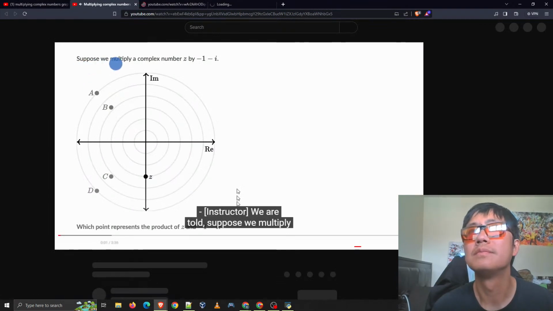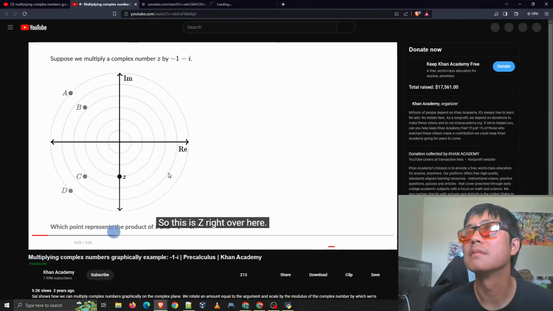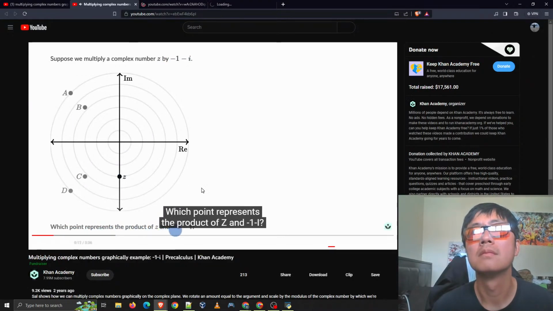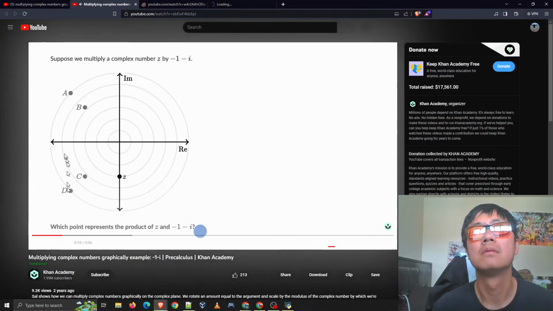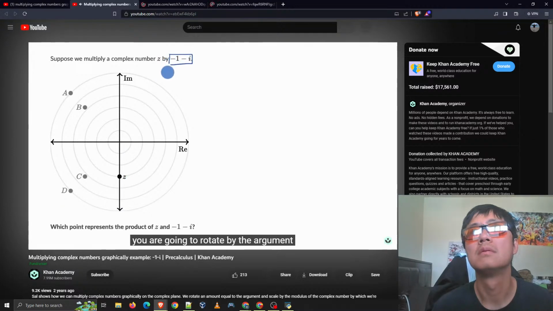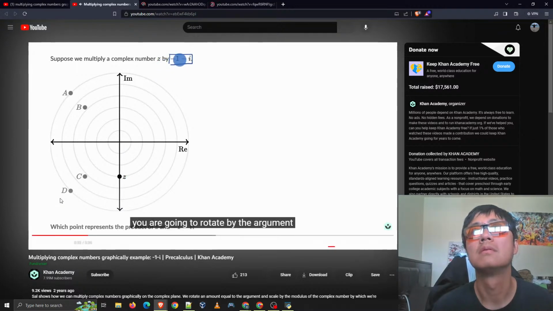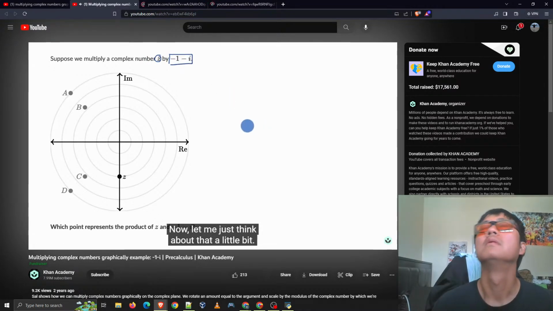We are told, suppose we multiply a complex number z by -1 minus i. So this is z right over here. Which point represents the product of z and -1 minus i? Pause this video and see if you can figure that out. Alright, now let's work through this together. The way I think about this is when you multiply by a complex number, you are going to rotate by the argument of that complex number, and you're going to scale the modulus of z by the modulus of this complex number.